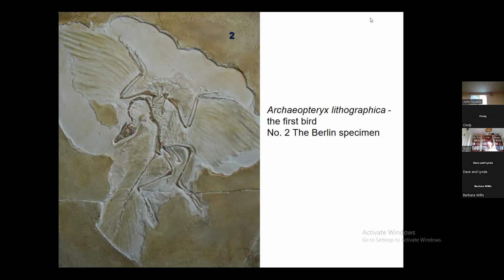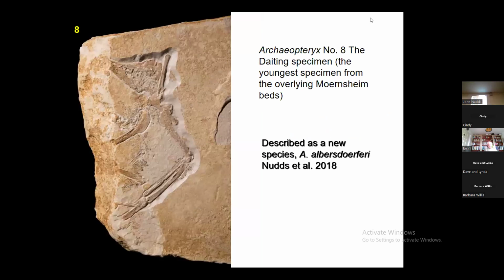And given the timing of the finding of this in 1861, 2 years after Darwin's Origin, this was thought to be one of Darwin's predicted missing links between the reptiles and the birds. Now, there's only been 13 specimens found, and I'm not going to go through all of those because there are getting to be too many of them to go through. But I will just mention a couple of them. This, of course, is my favorite. Number 8, not a very good specimen, but this is the younger specimen from the overlying Mörnsheim beds, just above the Solnhofen limestone.